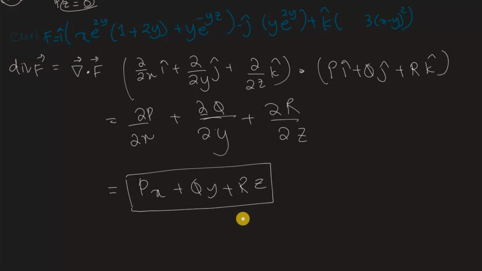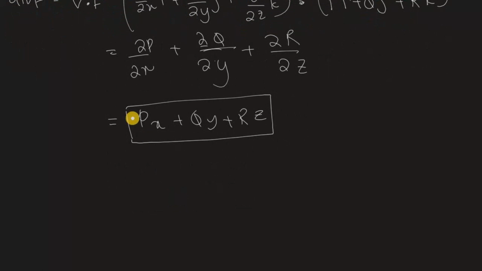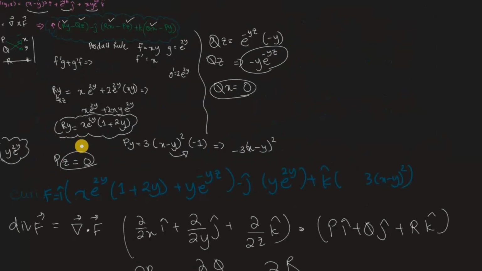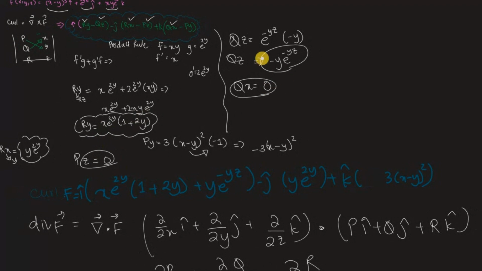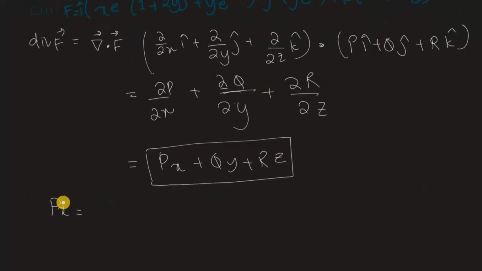Okay, so next, P of x. Next we have to find P of x, the partial derivative of P with respect to x. Let's see if we already calculated it. We have found P of z and P of y, but we didn't calculate P of x, so we need to do it right now.